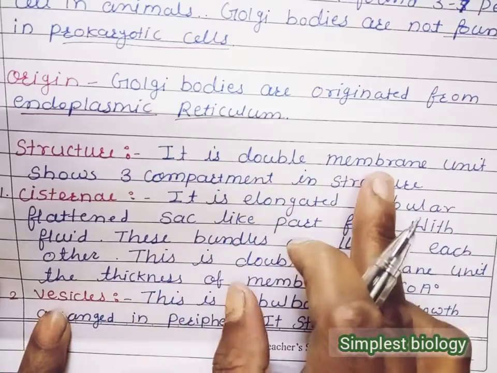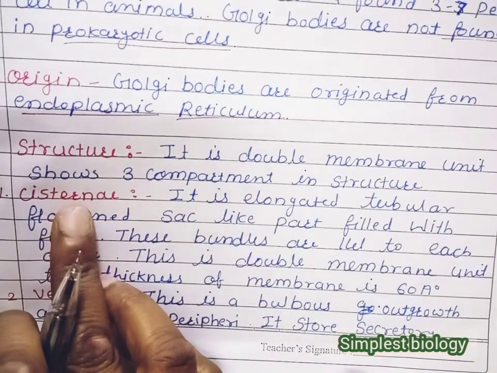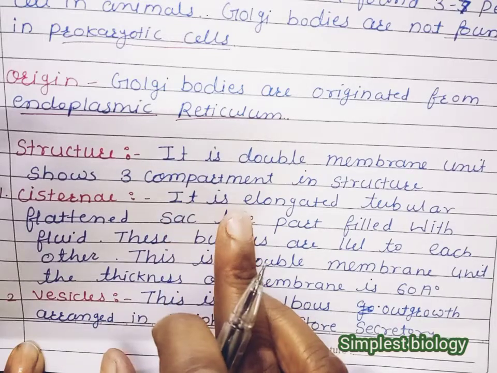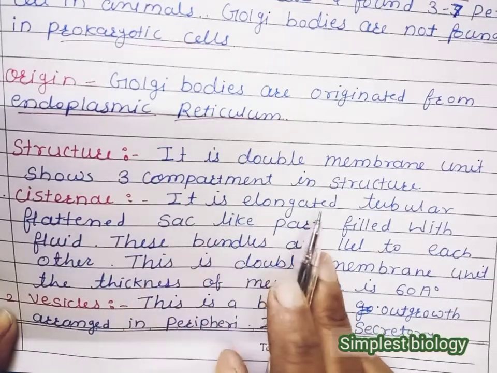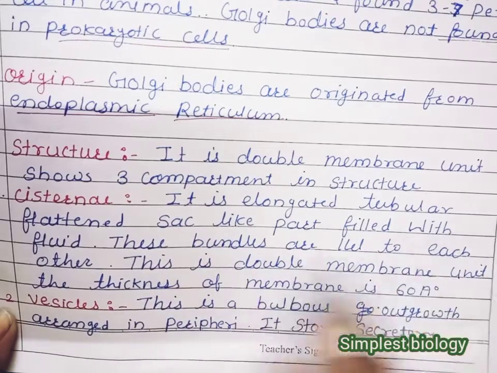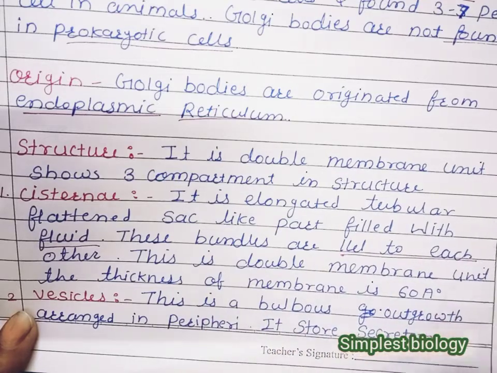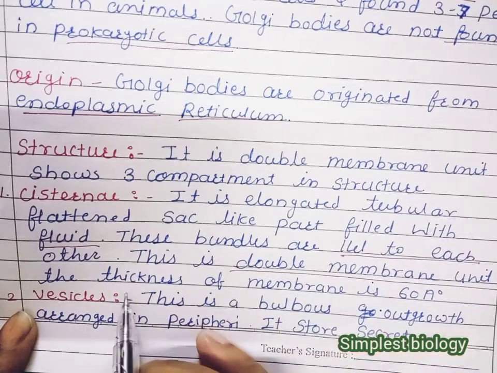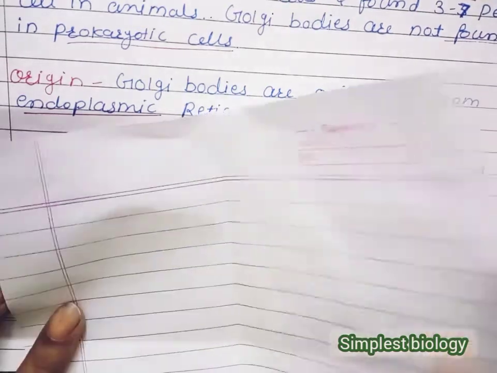It is a double membranous unit and shows 3 compartments in structure: cisternae, vesicles and vacuoles. Firstly we see the cisternae. It is an elongated, tubular, flattened, sac-like part filled with fluid. These bundles are parallel to each other and are double membrane units, and the thickness of the membrane is 60 angstrom. Now we try to draw the cisternae here.